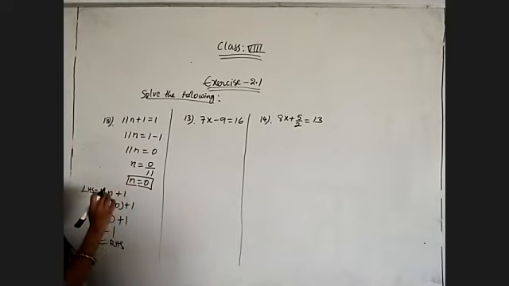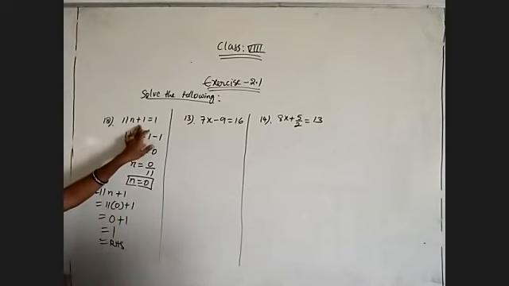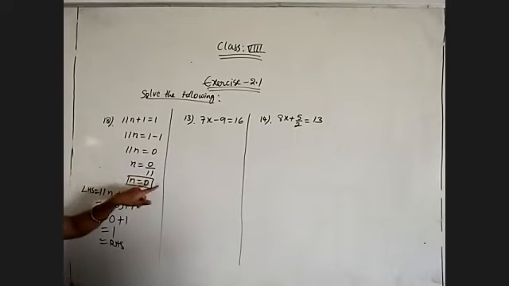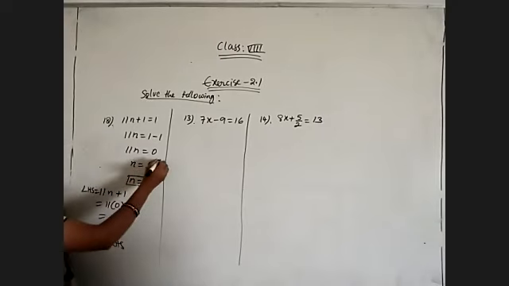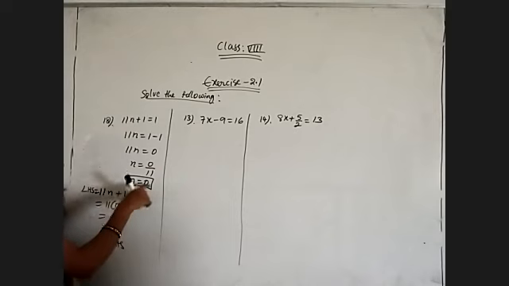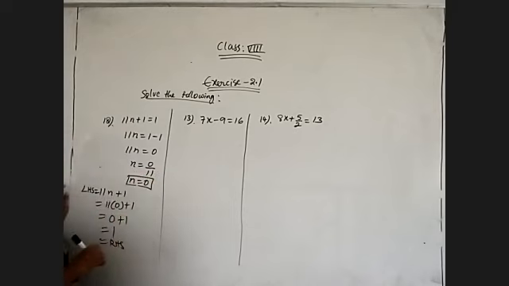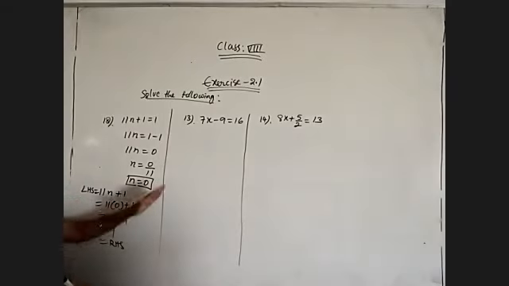Okay, once again I am telling, observe. So plus 1, by bringing this side minus 1. 1 minus 1 will be 0. 0 by anything is 0. But any number by 0 is not defined. If we get 0 in the numerator, that answer is 0. If we get 0 in the denominator, that is not defined. Remember this. I am coming to the next problem.